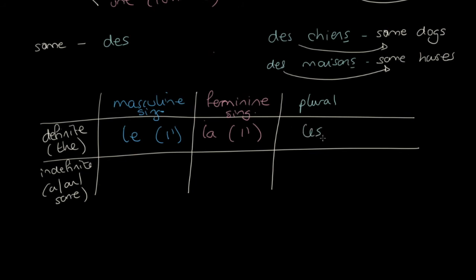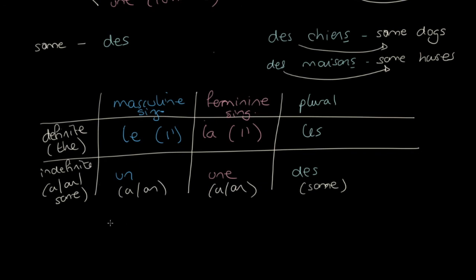Okay, whereas our indefinite, we've got un for masculine, une for feminine, and des. Don't forget that the des is the one that means some. The un or une mean a or an. Okay, so final little point, just to really get that home for you.